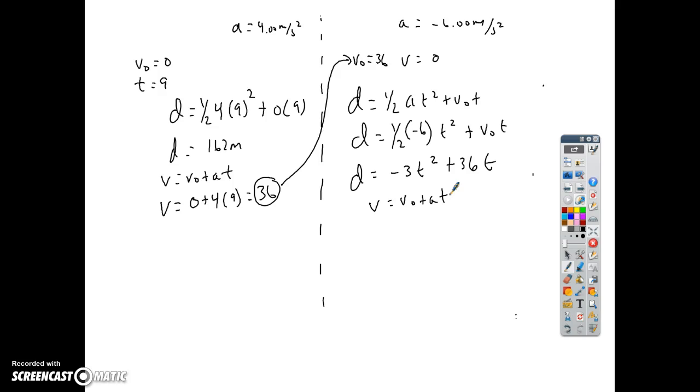So final velocity is 0. Initial velocity is 36. Thank you. Missing it. So what's my acceleration? -6. How much time? Don't know, but that's why we're doing this one. So it's good that that's the only thing we're missing. So I move this target. -36 equals -6t. T must equal 6 seconds.